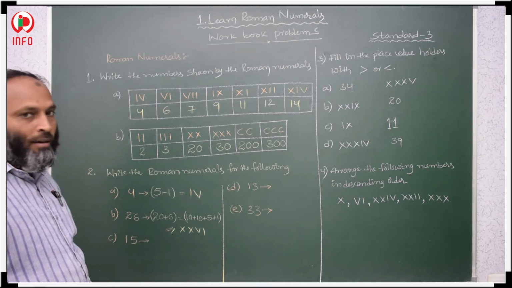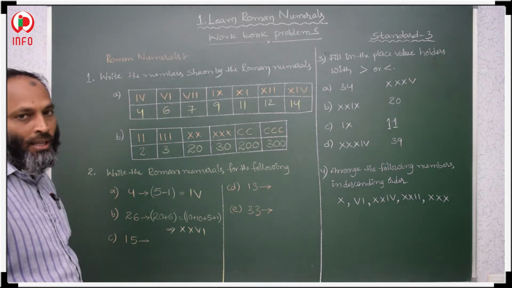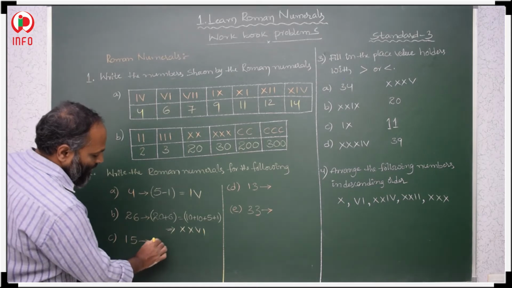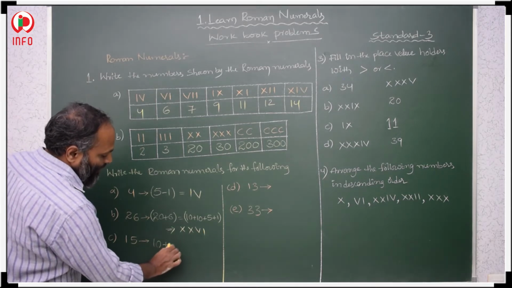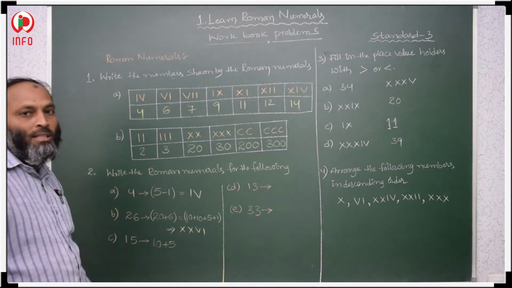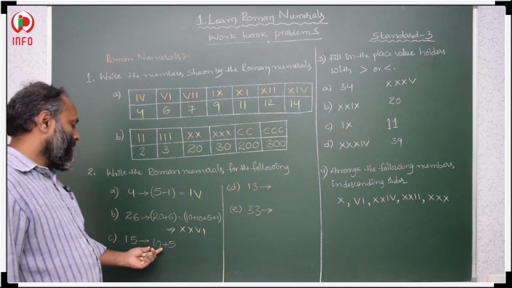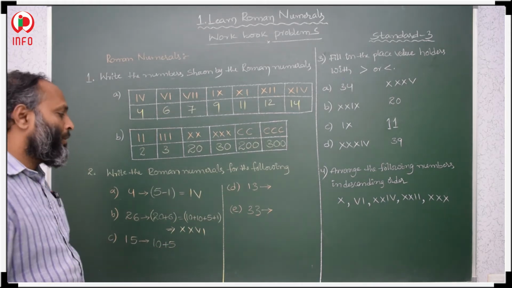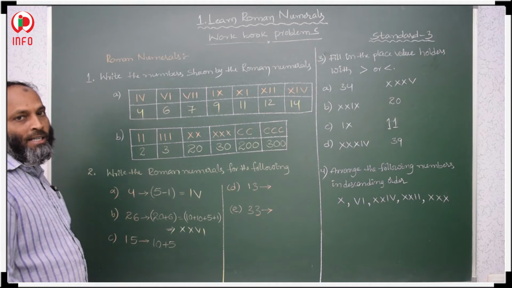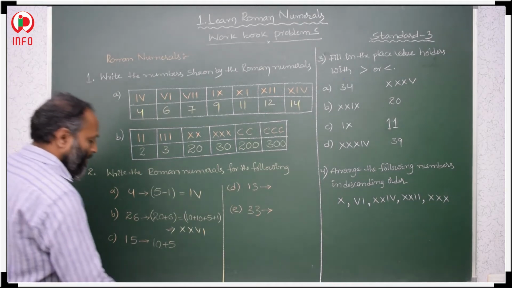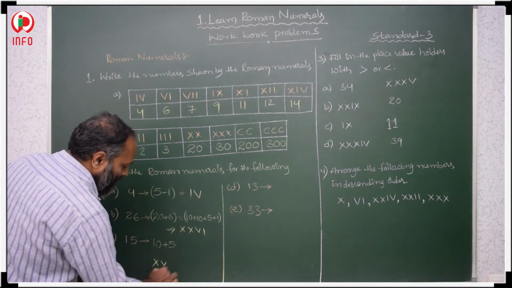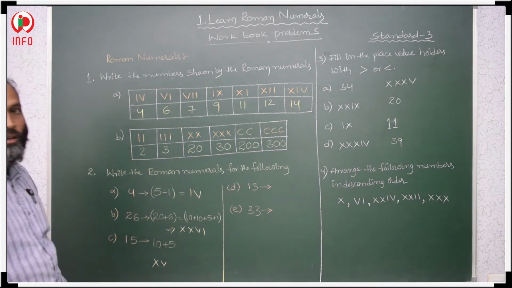Then 15. A direct representation of 15 is not there in Roman. So in the Arabic numeral, first we have to split it as 10 plus 5, which is 15. This is a big number and a small number. Addition is there, so we take the smaller Roman numeral on the right side of the bigger one. 10 means X, 5 means V. X, V represents 15.